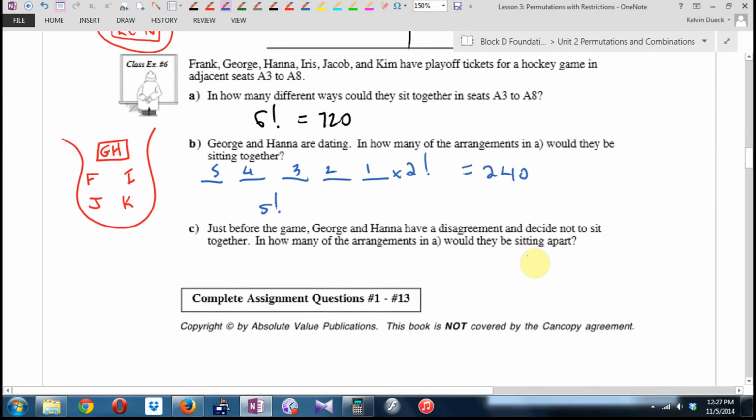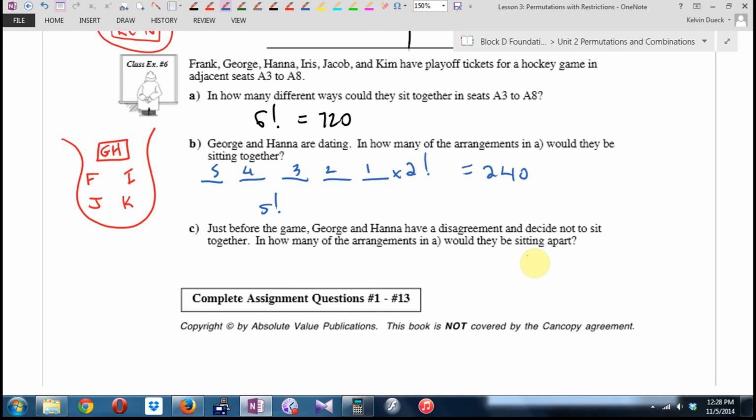You may have dealt with part C as well. You're walking to the game, and suddenly you hear some shouting behind you. Okay, George and Hannah have just had a nasty fight. They refuse to sit together. How many ways can you do that? There is no easy way to calculate this directly. But we can be clever.